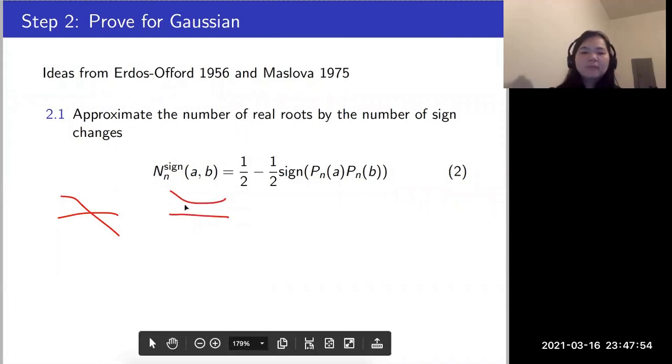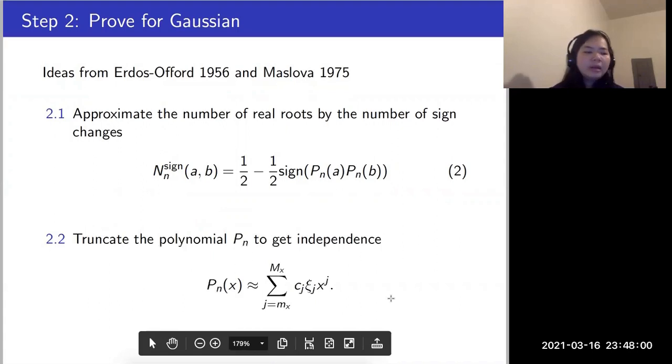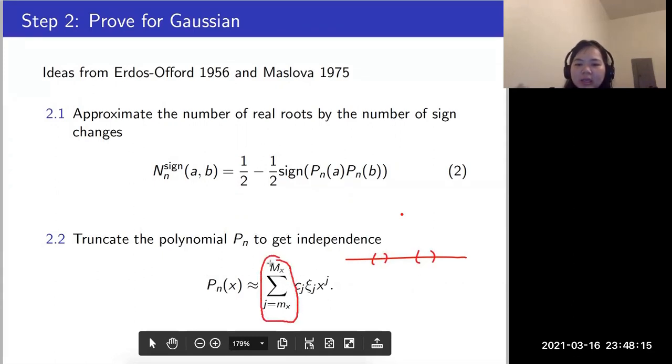So the number of roots is the same as the number of sign changes. And the next idea is to truncate the polynomial into these terms. For example, we have two small intervals here, and this is the sum from M1 to M2, and then this only concerns M3 to M4. So in this step, we show that even though it's a sum from 0 to n, all that matters comes from some small m to big M.